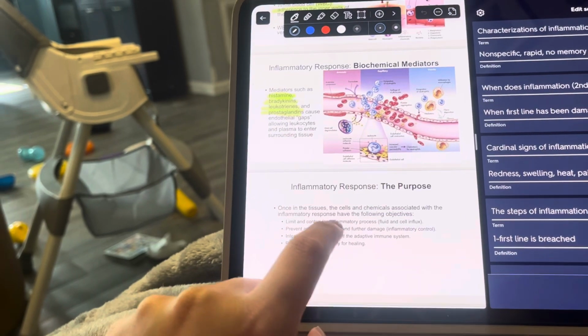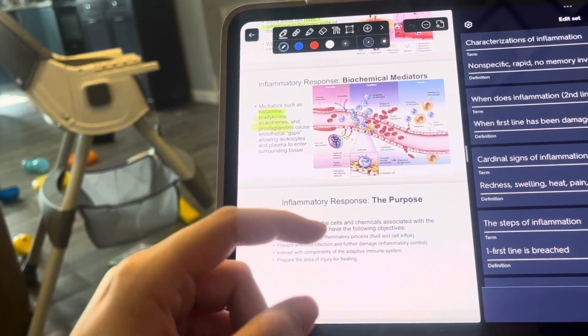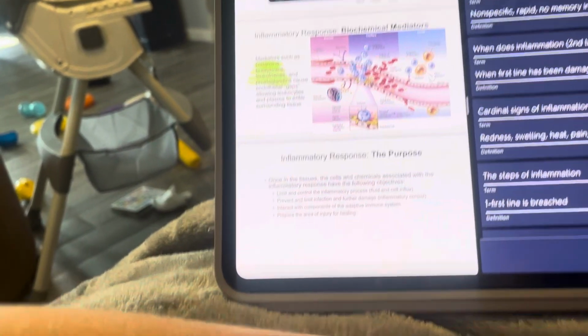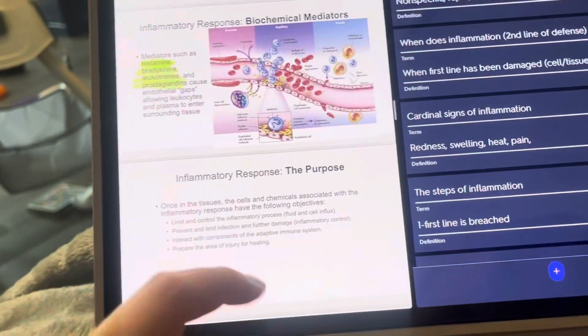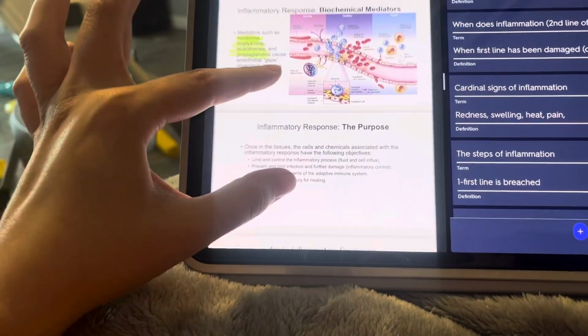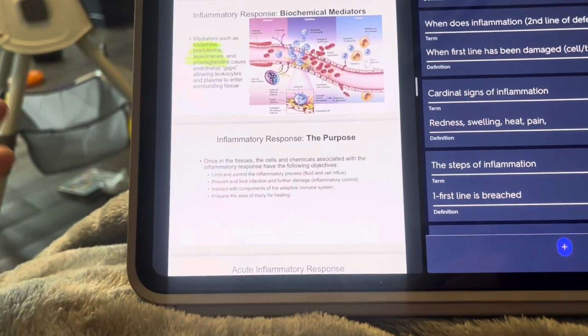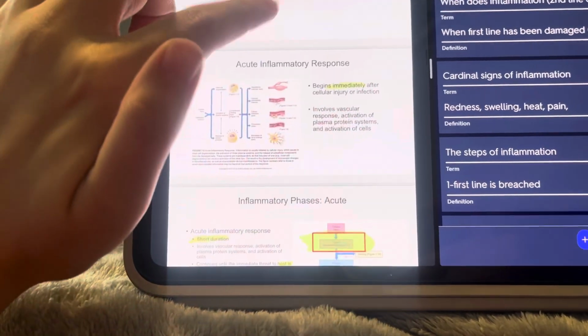Like if inflammation wasn't controlled in our body, instead of me getting stabbed and I just have a little bit of redness on my arm, I have redness all over my body. Cells are activated all over my body. And that's like a no-no.